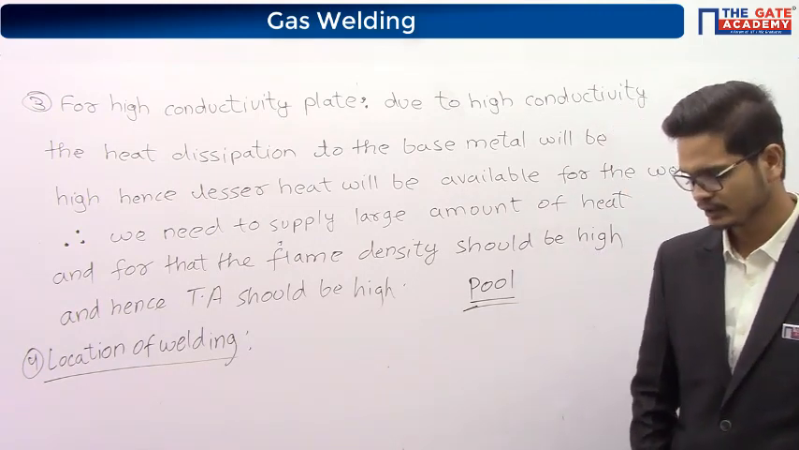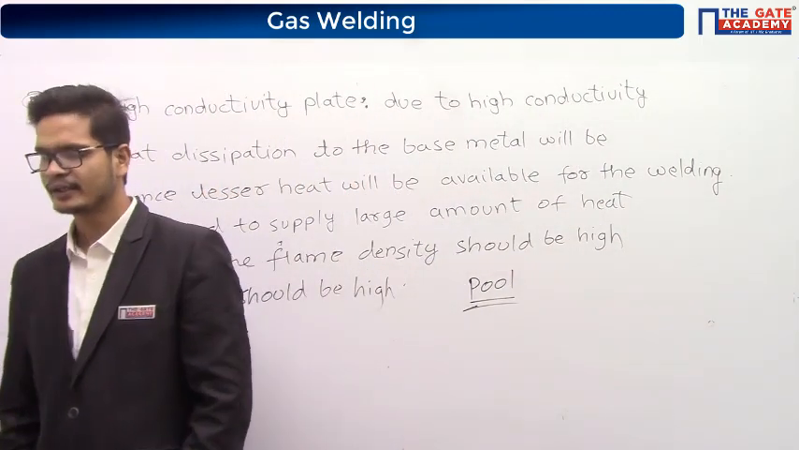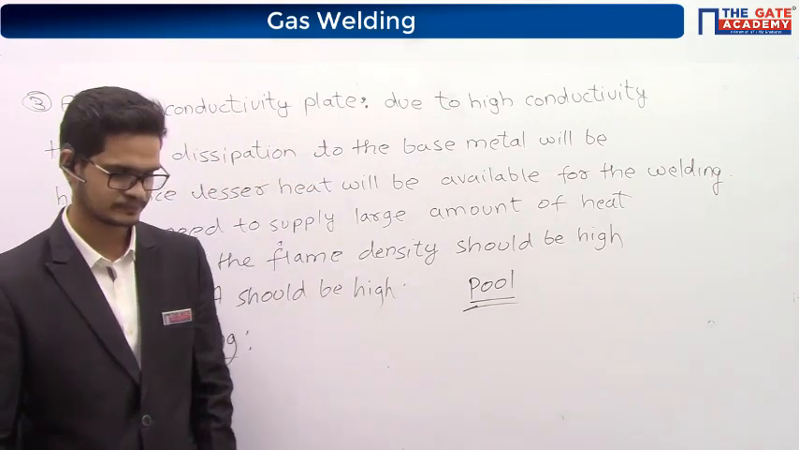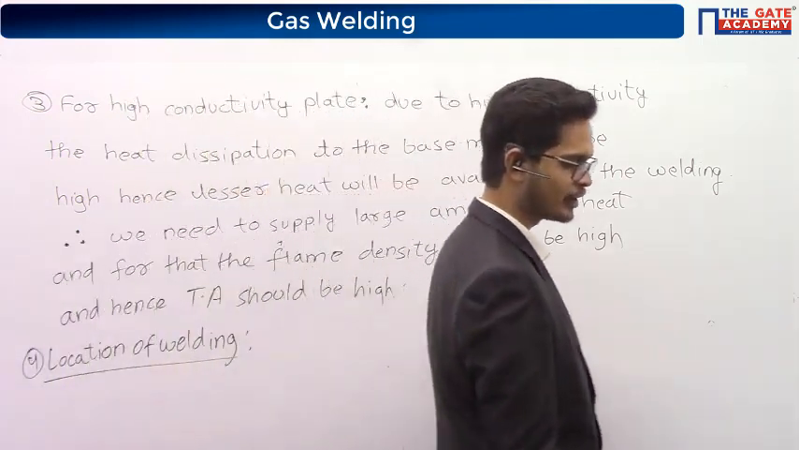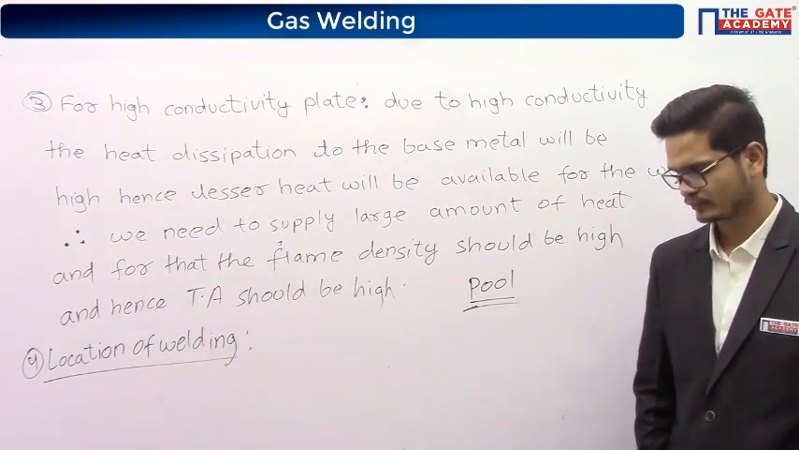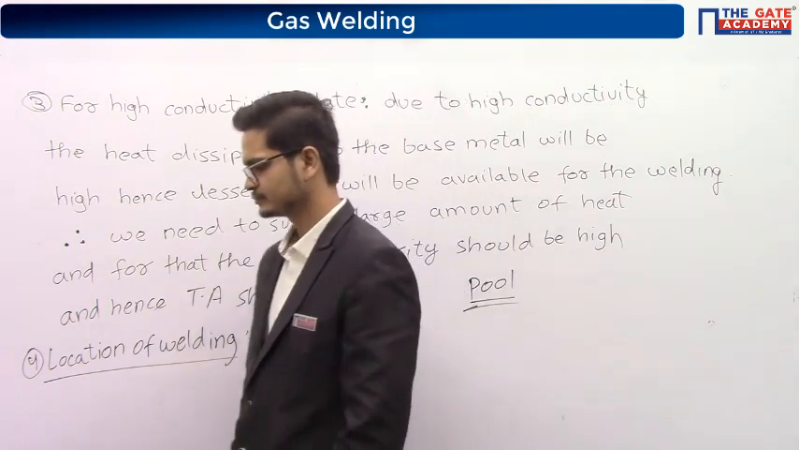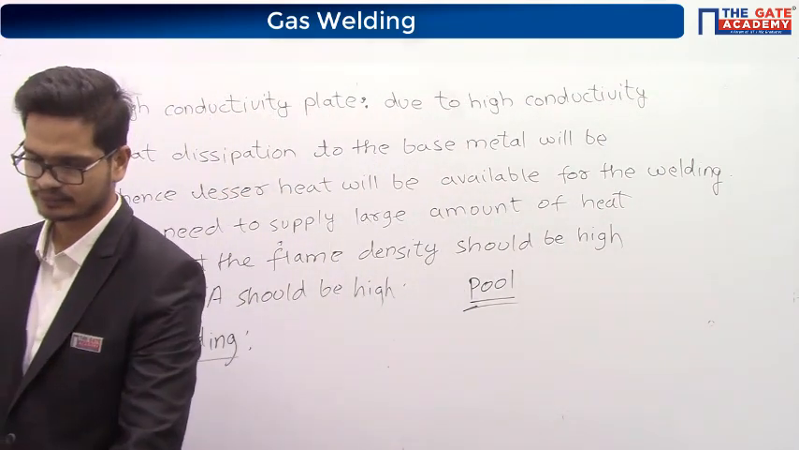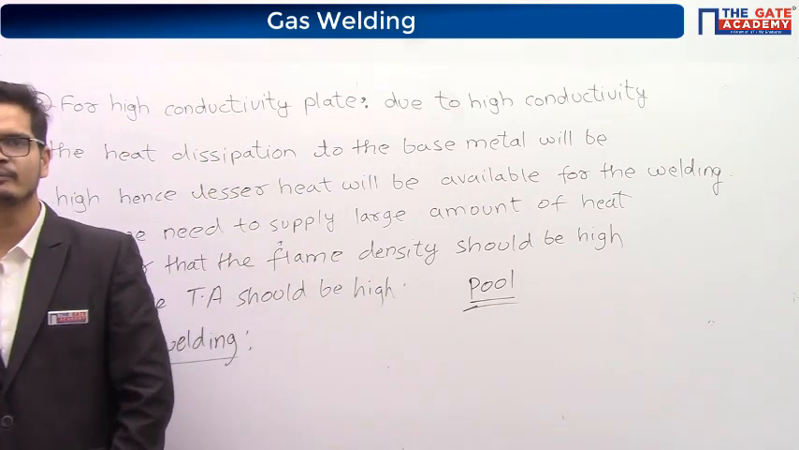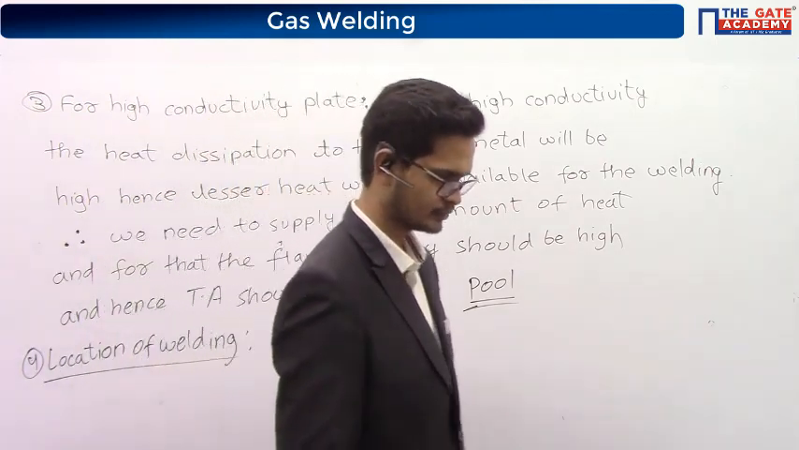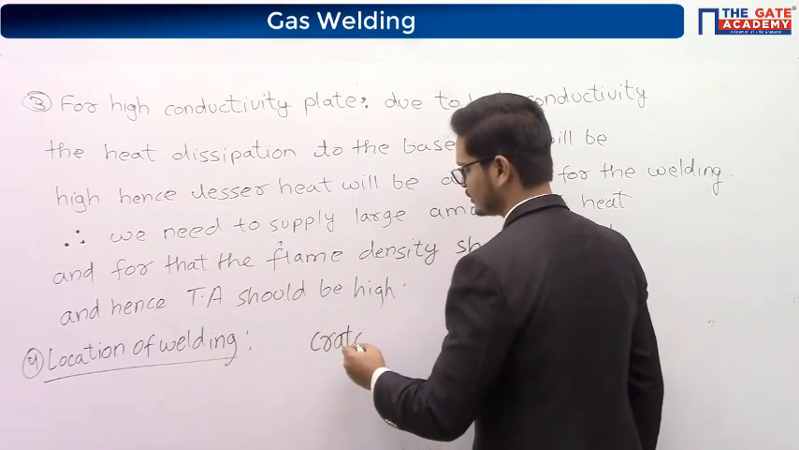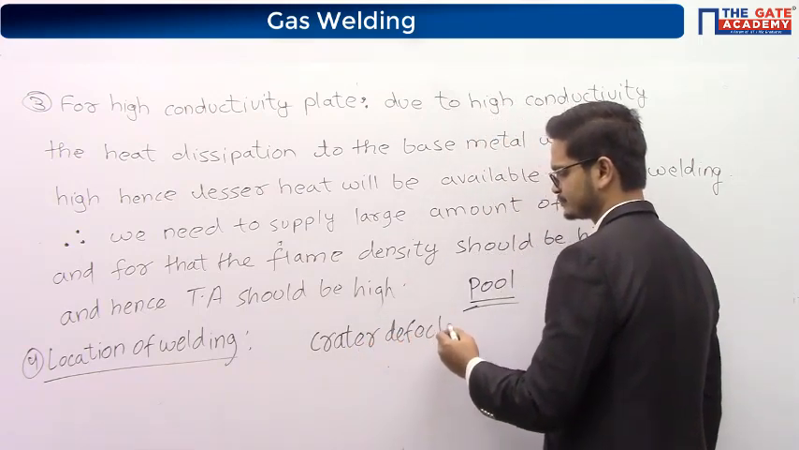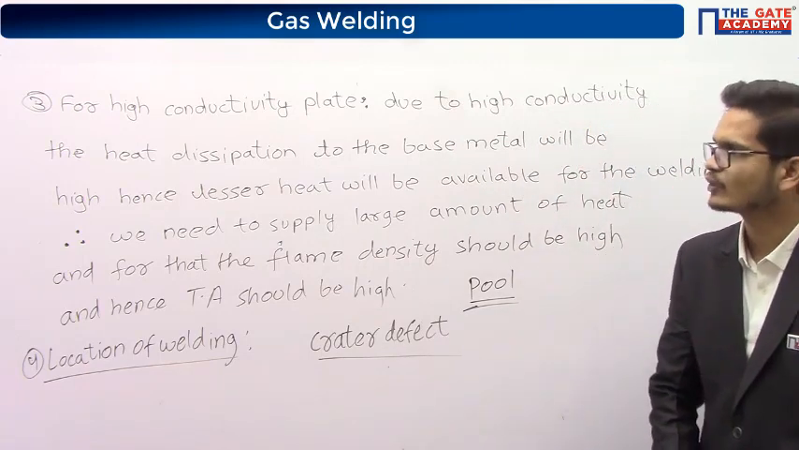And if we use a high torch angle, this pool of molten metal will flow out, leaving behind a cavity called the crater defect. Okay. Next is welding technique.